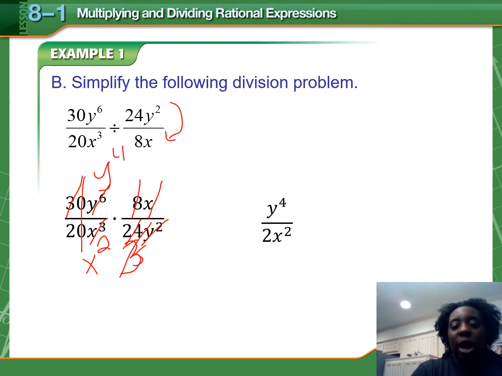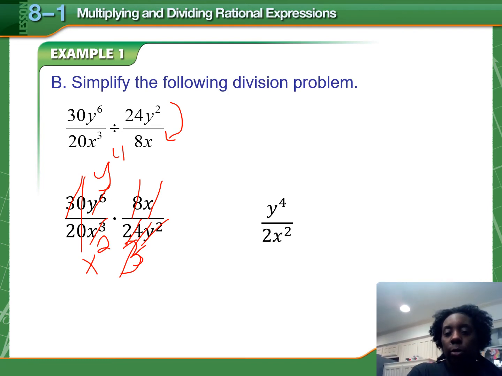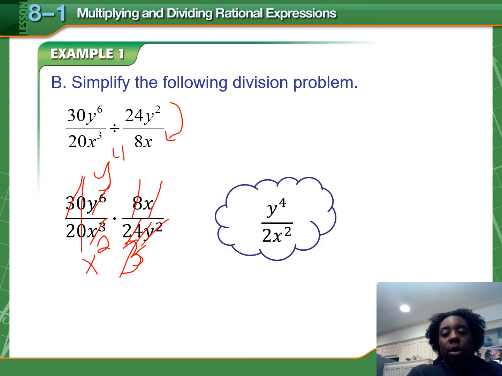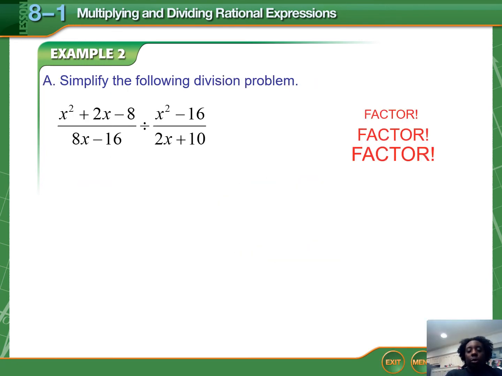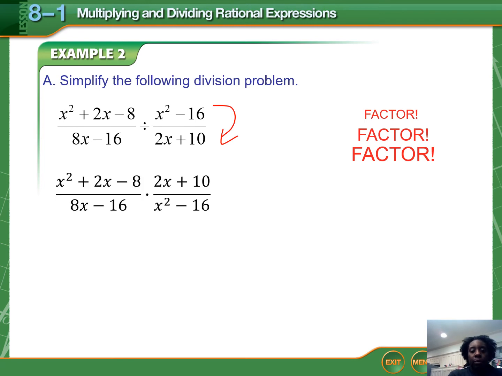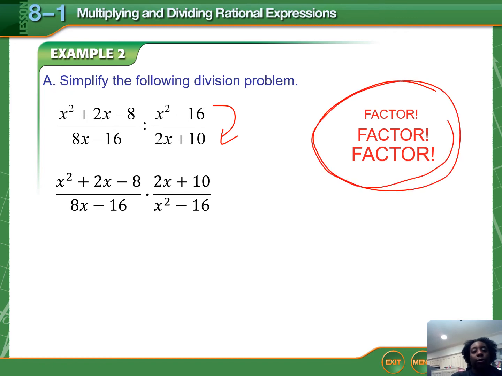There you go. So hopefully you tried the second problem on your own to see if you could do it. Now hopefully you're following along with the notes. Again, dividing by fractions, easy as pie: flip the second and multiply. So we're going to flip this second one. All right, so we flipped it. Now, what else do you think we have to do? Oh, we've got to factor.